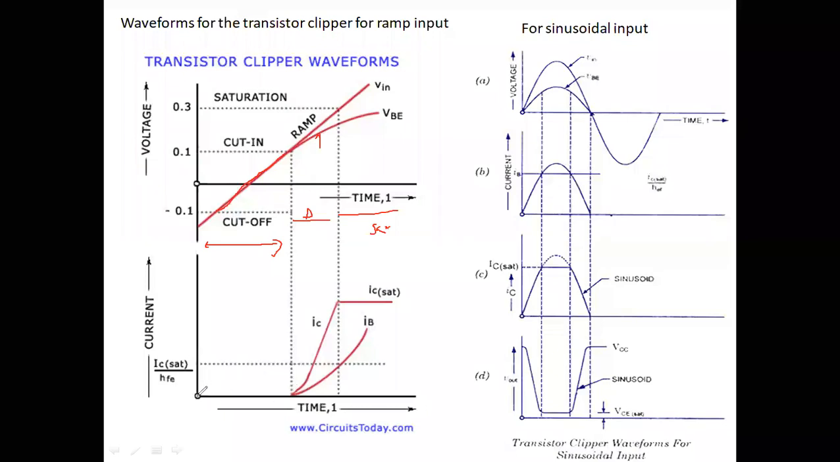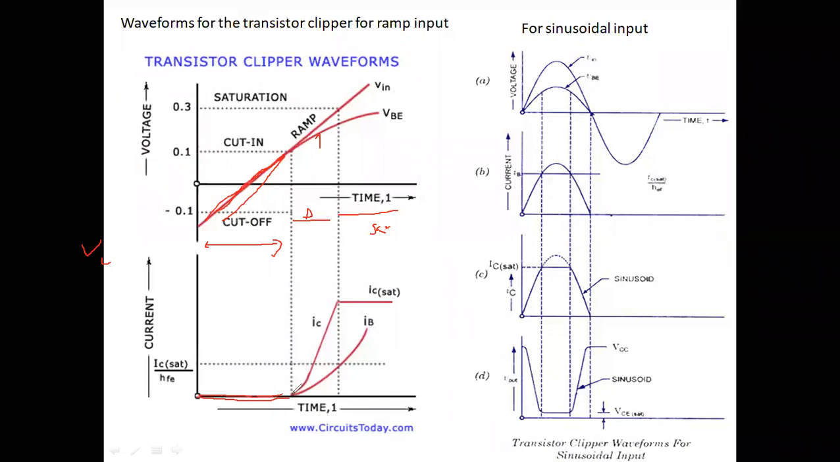In the cutoff region, it is an open switch, therefore you are going to have zero current. As the current is zero, the voltage will be maximum. The output is nothing but VCC minus I into R. As I is zero, you get the maximum voltage, VCC. Therefore, our output voltage, this voltage waveform, will be similar to the input, since the current is zero.